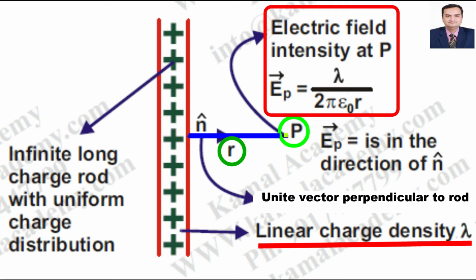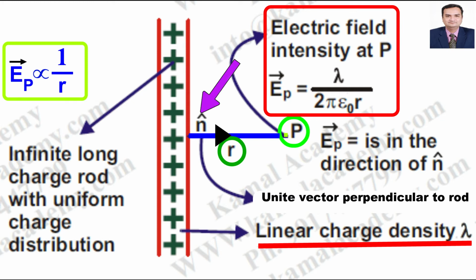So for a charge rod with high linear charge density, electric field intensity at point P, which is at a distance r from the rod, will be high. So electric field intensity at a point is inversely proportional to the distance of the point from the rod. So as the distance of the point from the rod increases, electric field intensity at the point decreases.